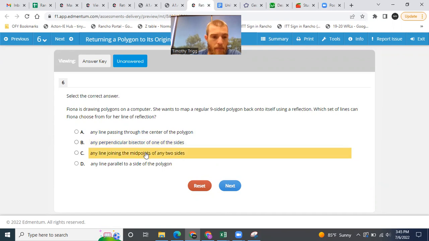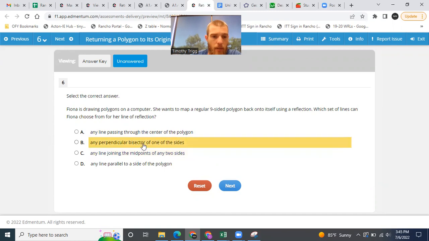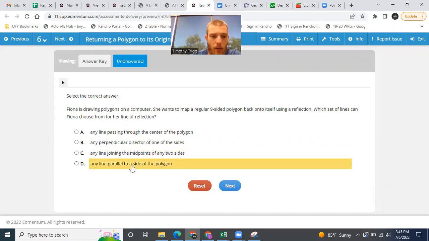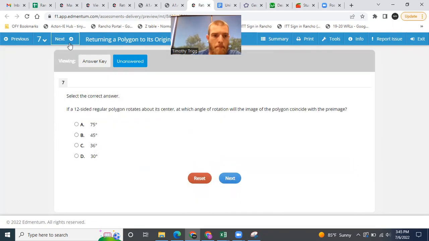I think that works. Any line joining, or no, actually it doesn't. Any line, actually I think it does. Any line joining the midpoints of 2 sides? No. Any line parallel to a side of the polygon? No, it's going to be this case. Okay, that's a little bit tricky the way it's worded, but that's it.